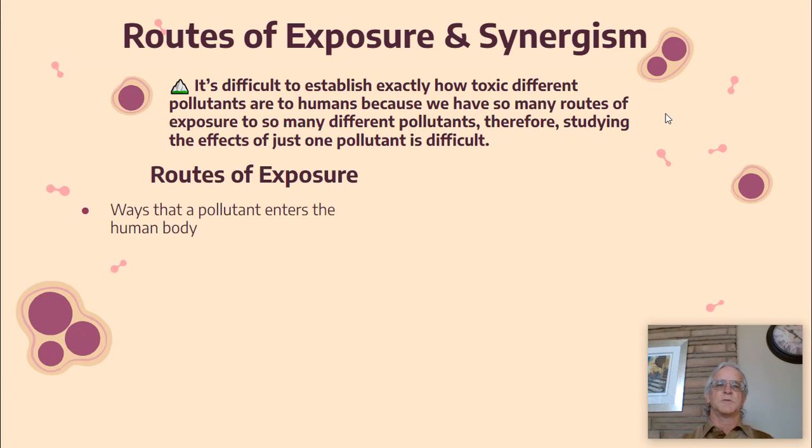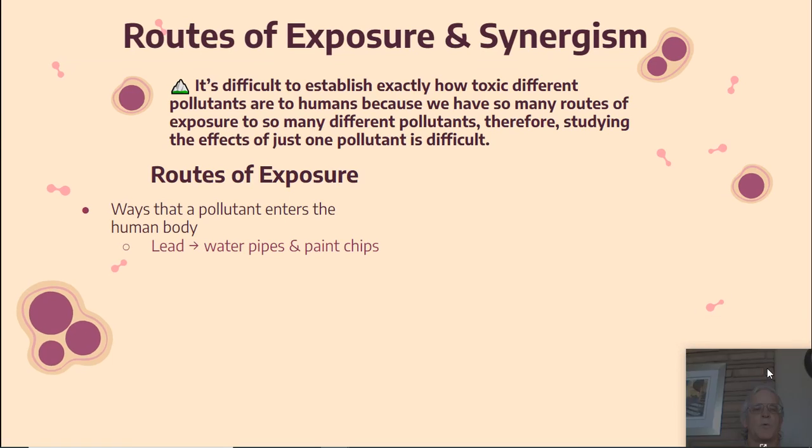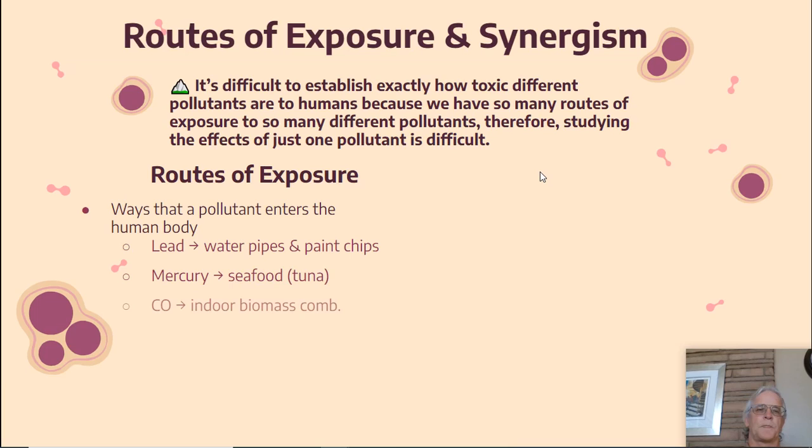Ways that a pollutant enters the human body, for example, lead. Really old water from old water pipes and paint chips can enter the body via the mouth. Mercury can come to our body through seafood such as tuna. Carbon monoxide can come from indoor biomass combustion. Remember, it has to be incomplete combustion. Particulate matter can get to us from pollen, dust, etc. Arsenic is in rice and groundwater.